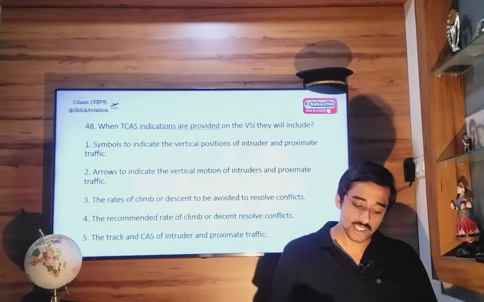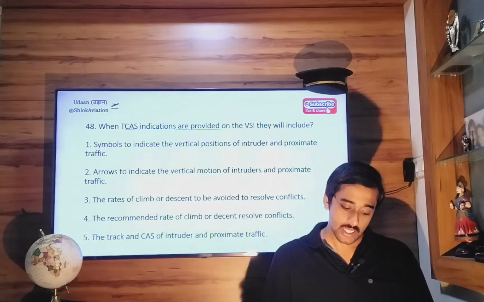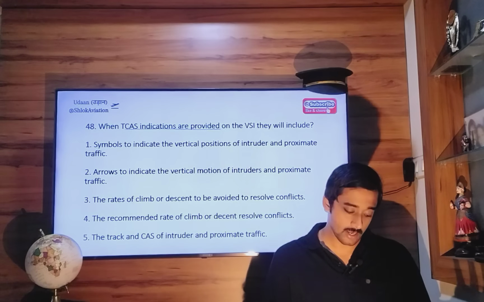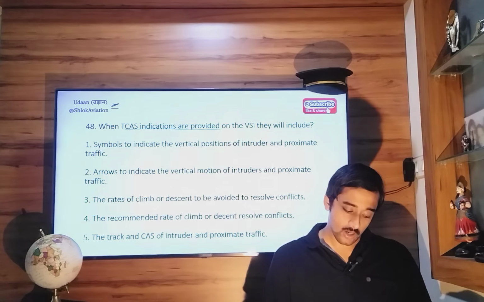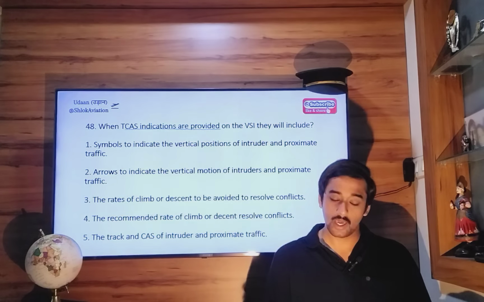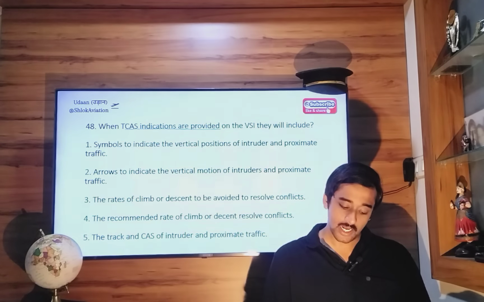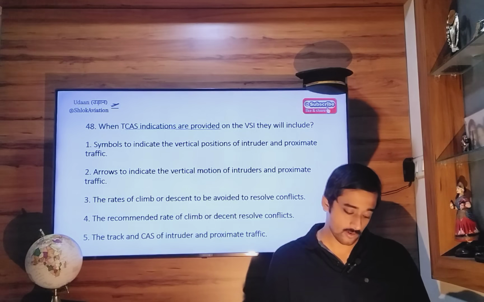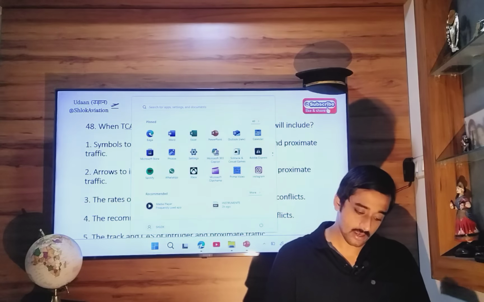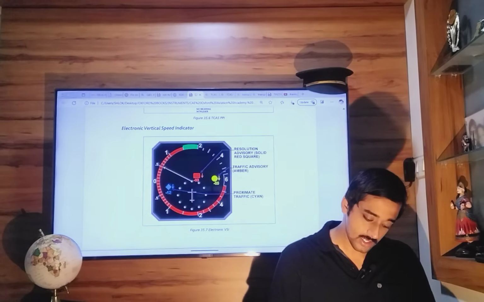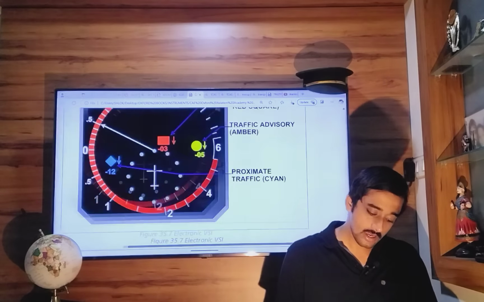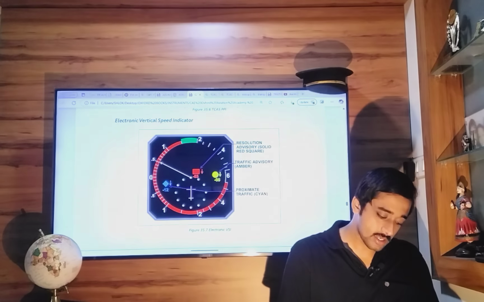When TCAS indications are provided on the VSI, they will include symbols to indicate vertical positions of intruder and proximate traffic, arrows to indicate their motion, rates of climb or descent to be avoided, recommended rate of climb or descent to resolve conflicts, the track and calibrated airspeed of intruder and proximate traffic. So I'll show you a picture. So this is that electronic VSI that they are talking about. Okay, the electronic VSI that the question is talking about.